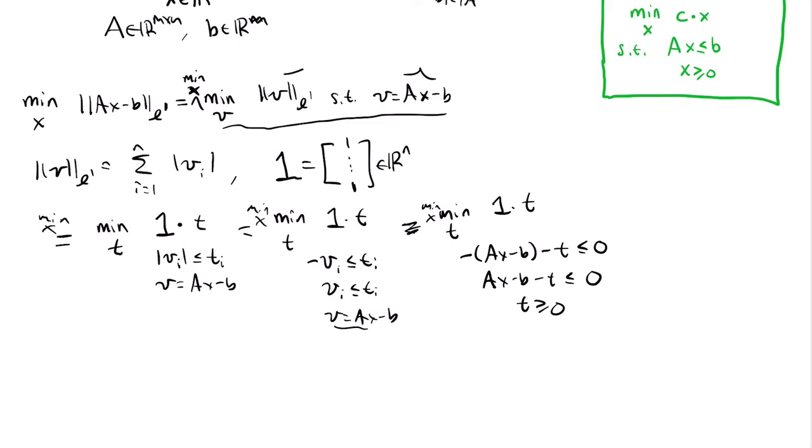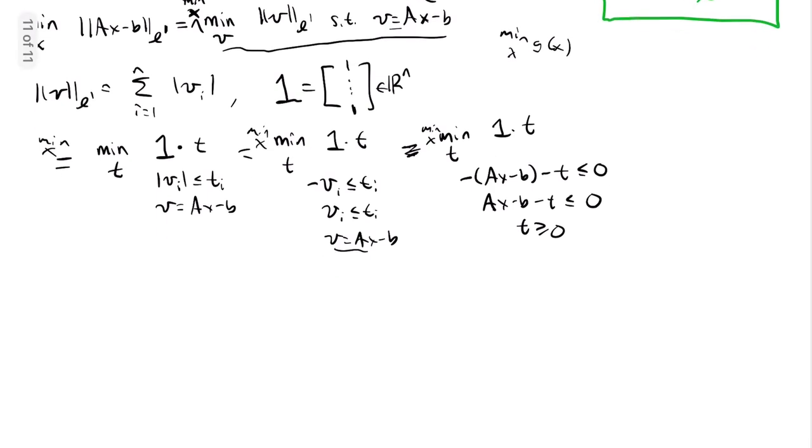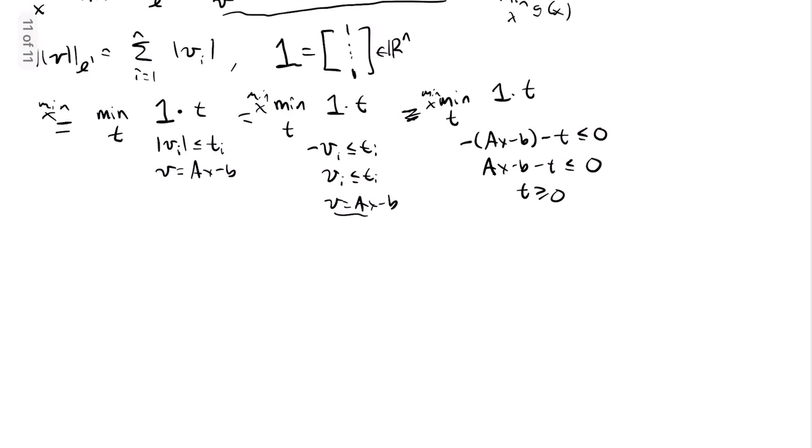So you can view this almost as g of x. I'm doing the minimum over x of g of x, because I can solve this optimization problem for fixed x. So once x is fixed, that's a constraint, and I can solve it. So my problem is really the minimum over all x and t of 1 dot t. And then the same constraints; those will just be directly copied.